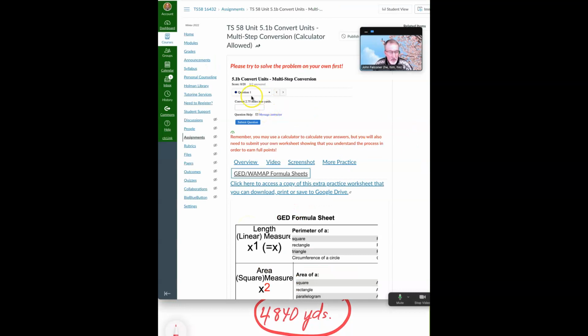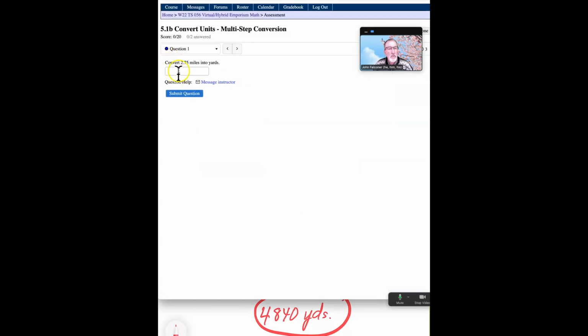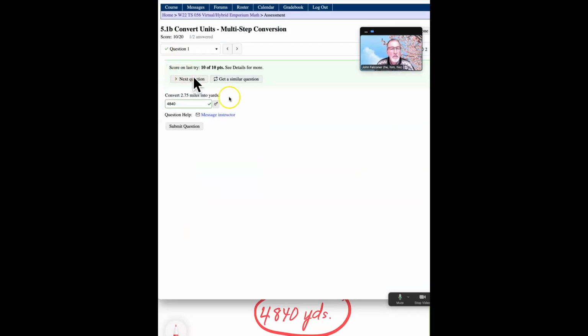Let's go ahead and give that a try. And this one is pretty straightforward. The entry, just 4840. And hit enter, hope for a green check, and there it is. Okay, so give this a try. You can try a different type of problem. If you run into trouble, click that message instructor button and I'll try to get to you within 24 hours with some help. All right, good luck.